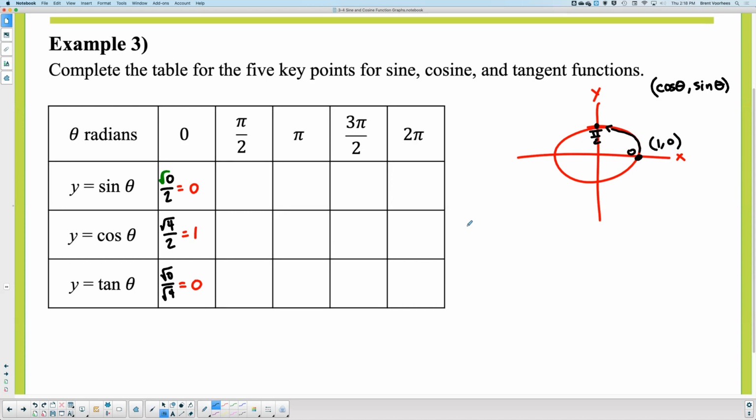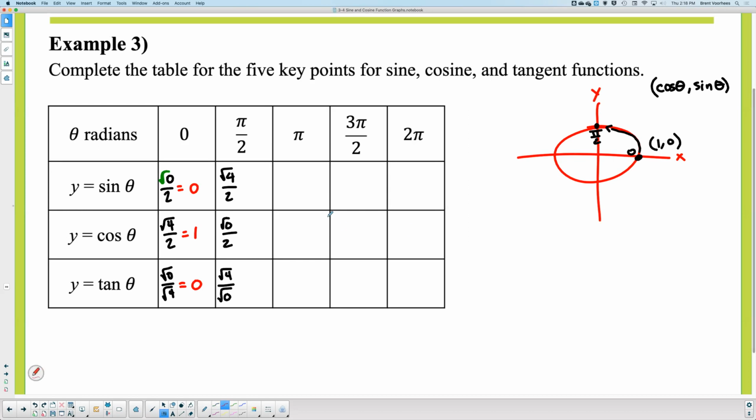Thumb. Take your thumb, bend your hand. How many y fingers do you have? So it's square root 4 all over 2. How many cosine fingers do you have? 0. Now, it's going to be the y over x for tangent. Square root 4 divided by square root 0.